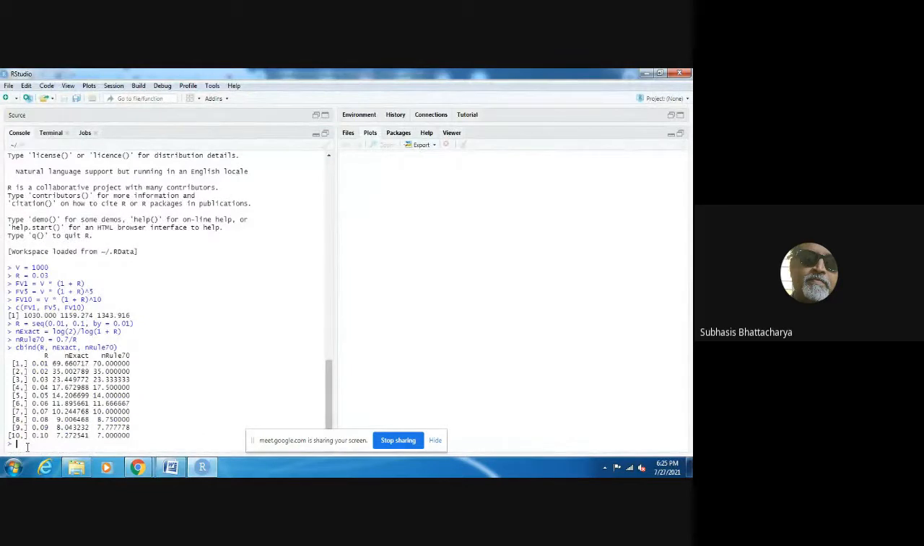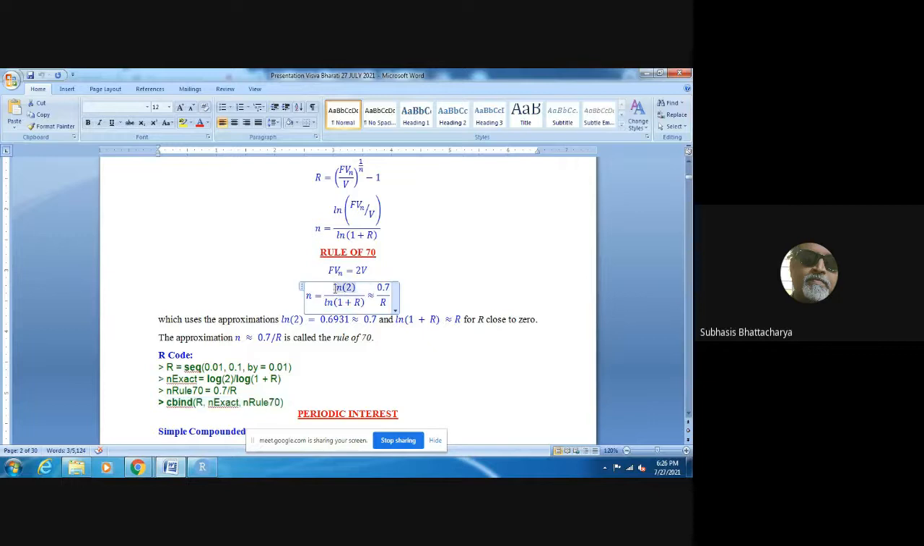if you put in the code, you find that if R is 1%, then the exact calculation, which is log 2 divided by log of 1 plus R, gives this value.